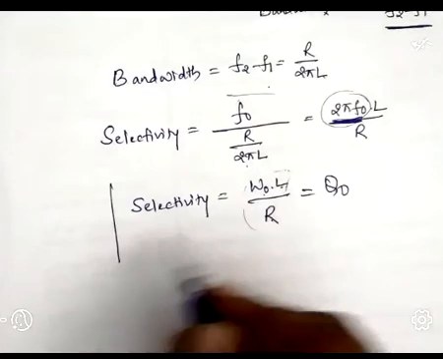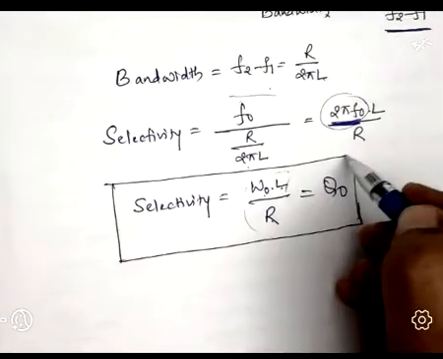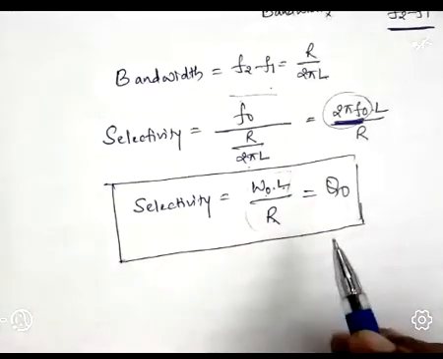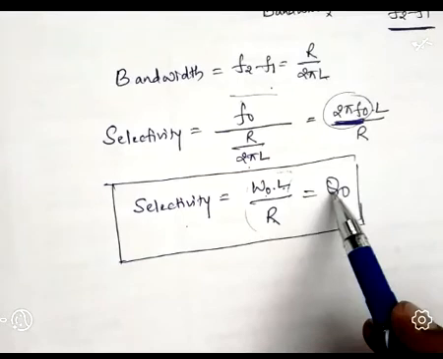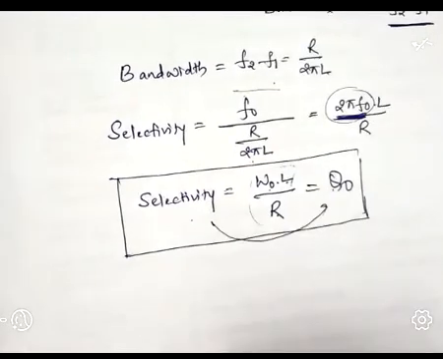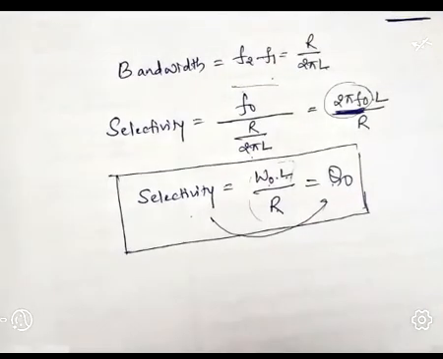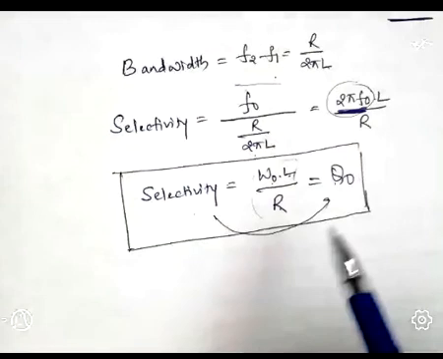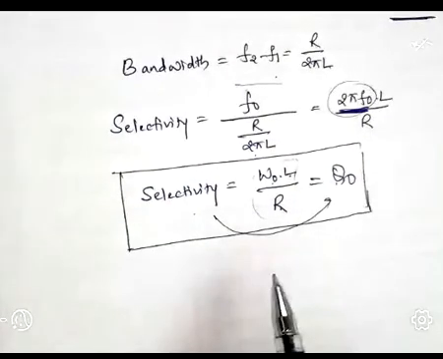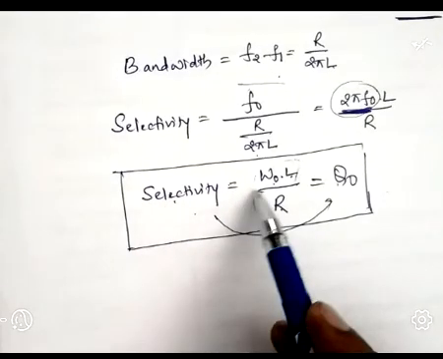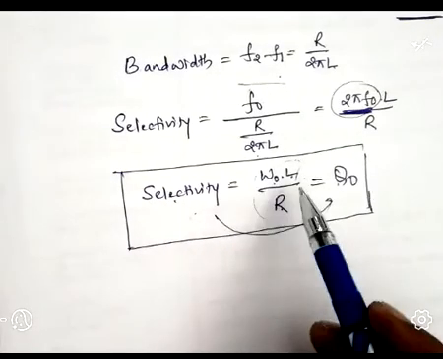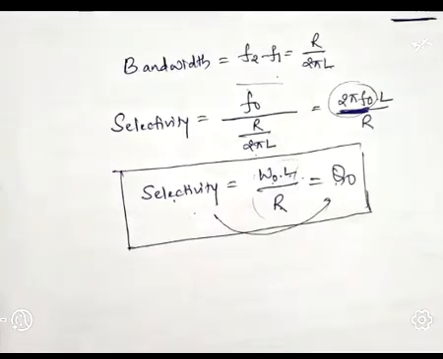So what did we get from this discussion? We can say that selectivity of a series resonant circuit is directly proportional to the quality factor of the circuit at resonant frequency. Once again, from this discussion we can conclude that the selectivity of a series resonant circuit is directly proportional to the quality factor of the circuit at resonant frequency.